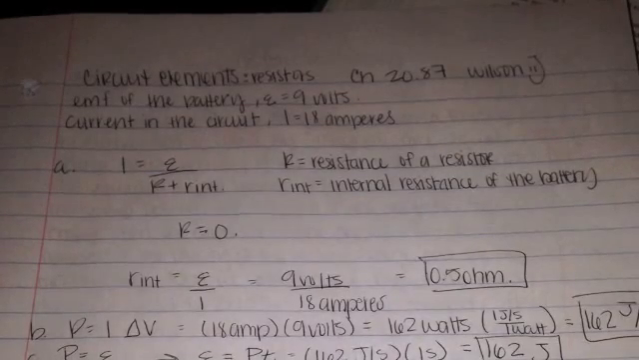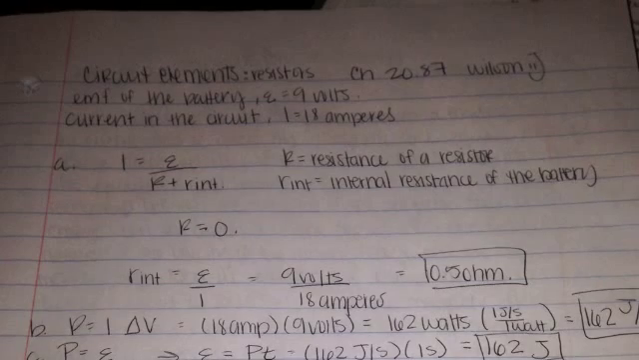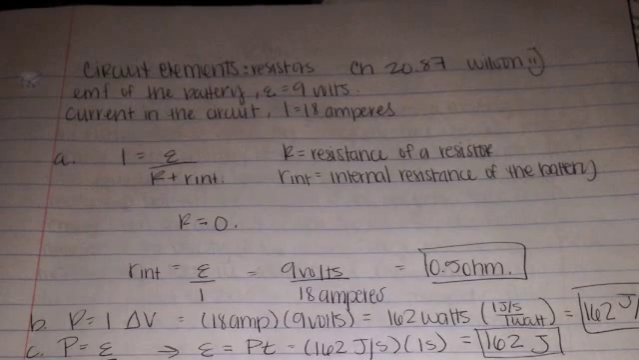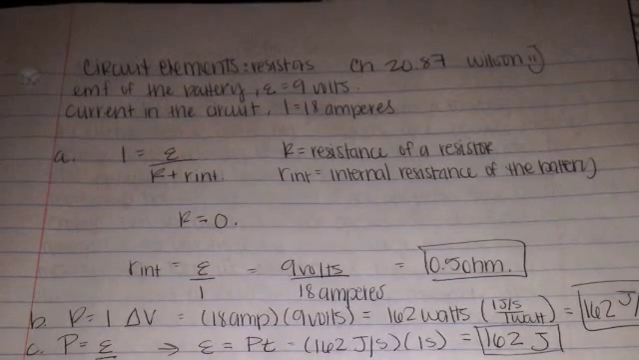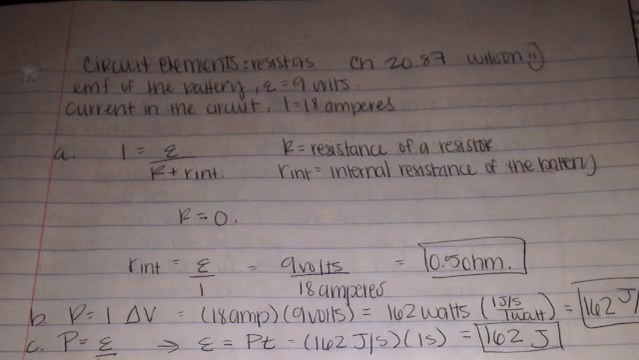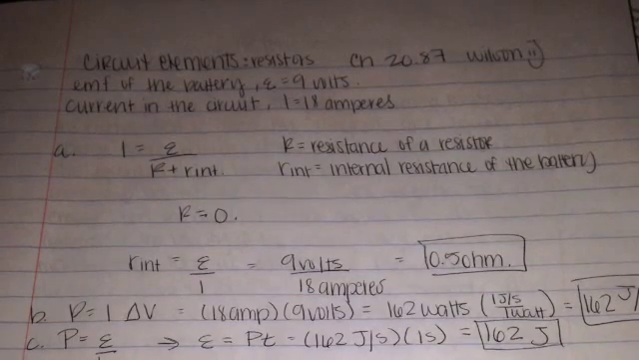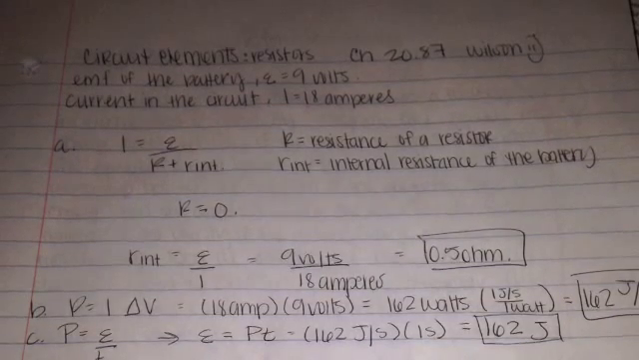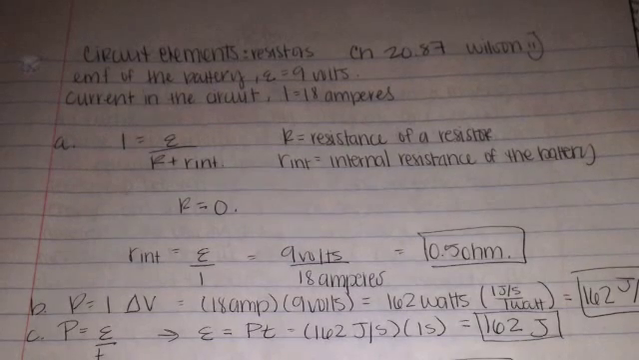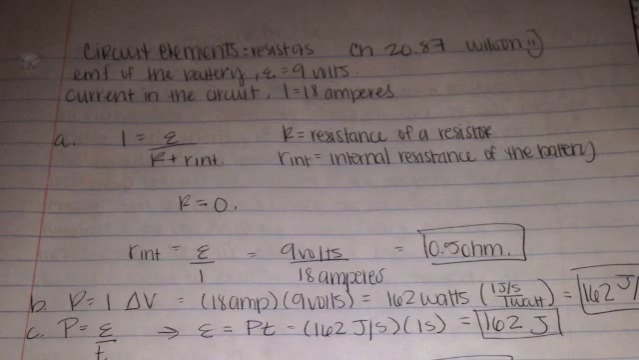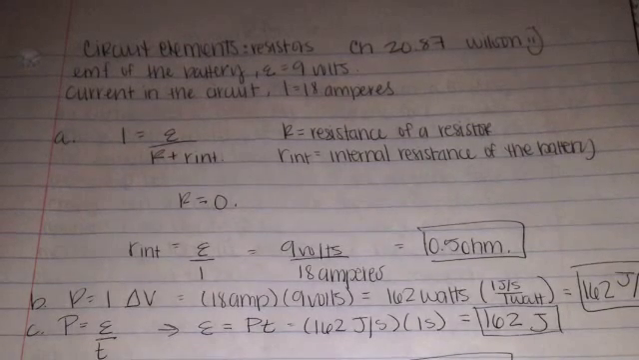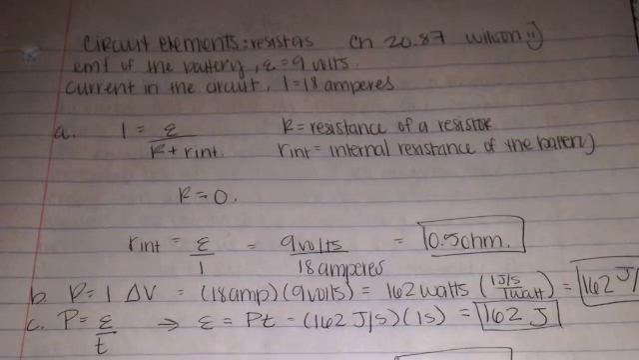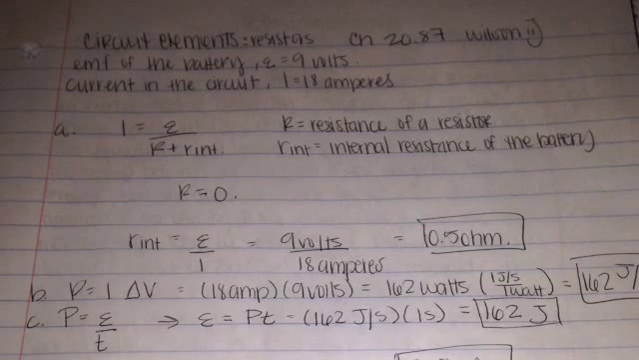So for this problem, they give us information about the current in the circuit, which is 18 amps, and the EMF of the battery, which is 9 volts. Part A is asking us to find the internal resistance of the battery, which we know combines with conductivity and geometry. So in this case, we can represent the current flowing through the circuit as I equals E over R plus R sub internal, where R is the resistance of the resistor and the internal resistance equals the lowercase r.